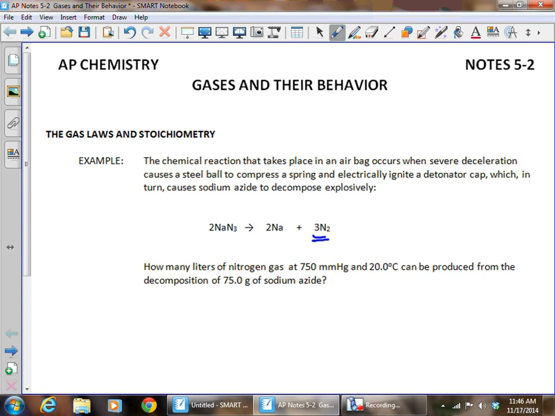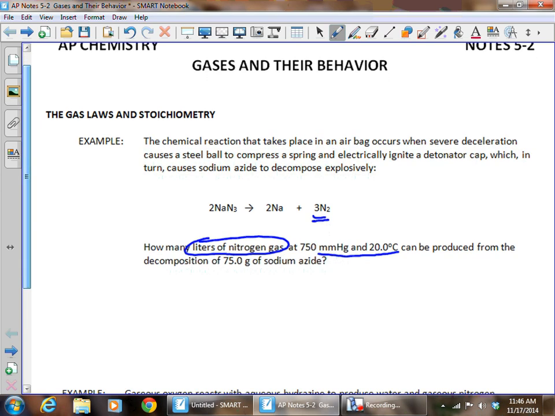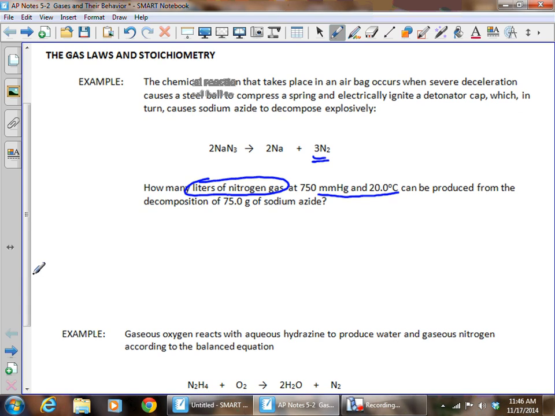So this is the reaction we're dealing with, and it's asking us to find how many liters of nitrogen gas under these conditions of temperature and pressure can be produced from the decomposition of 75 grams of sodium azide. So the first thing that I would do if I were attacking this problem would be to look at my liters of nitrogen. I'm trying to find liters of nitrogen. It gives me a pressure and a temperature.